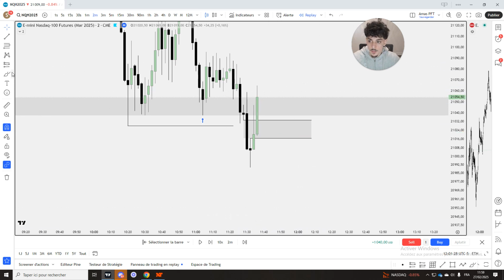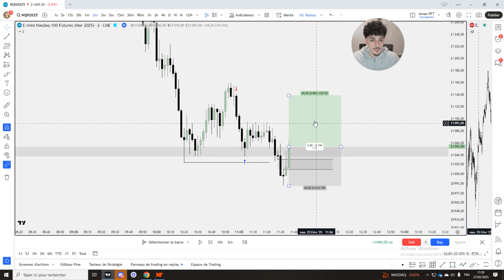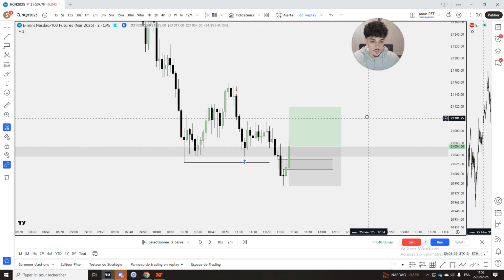So right here, as soon as I got that, boom, this is where I go long, stop loss just below this low, and I try to target a 1-to-1 for the most recent high. Boom.